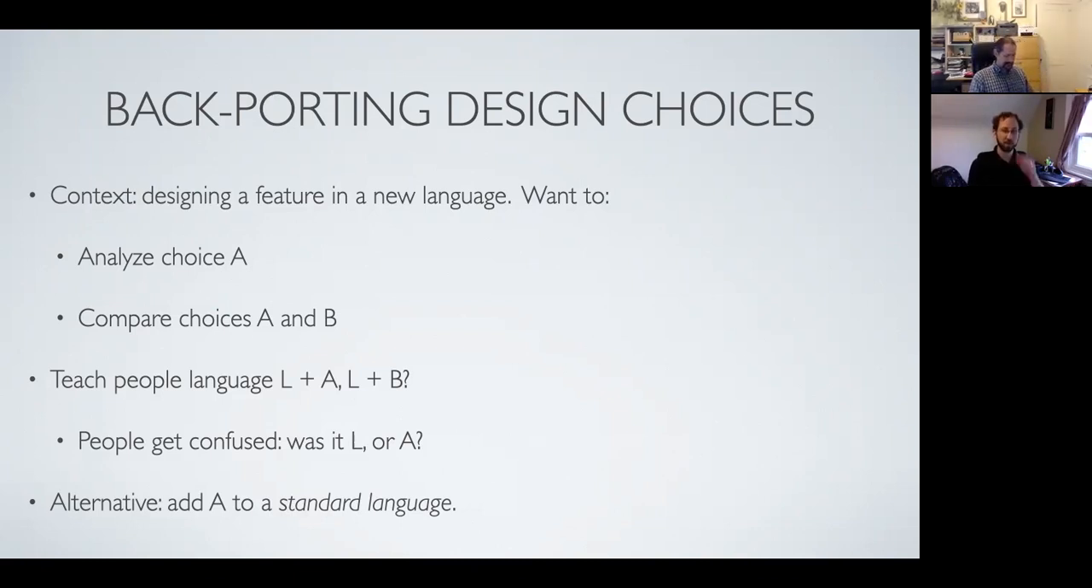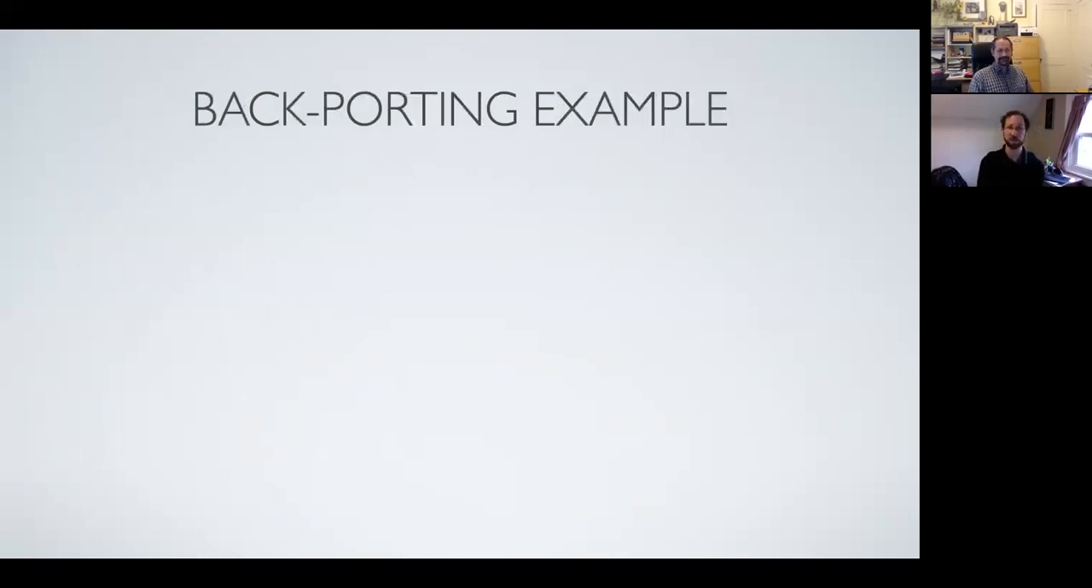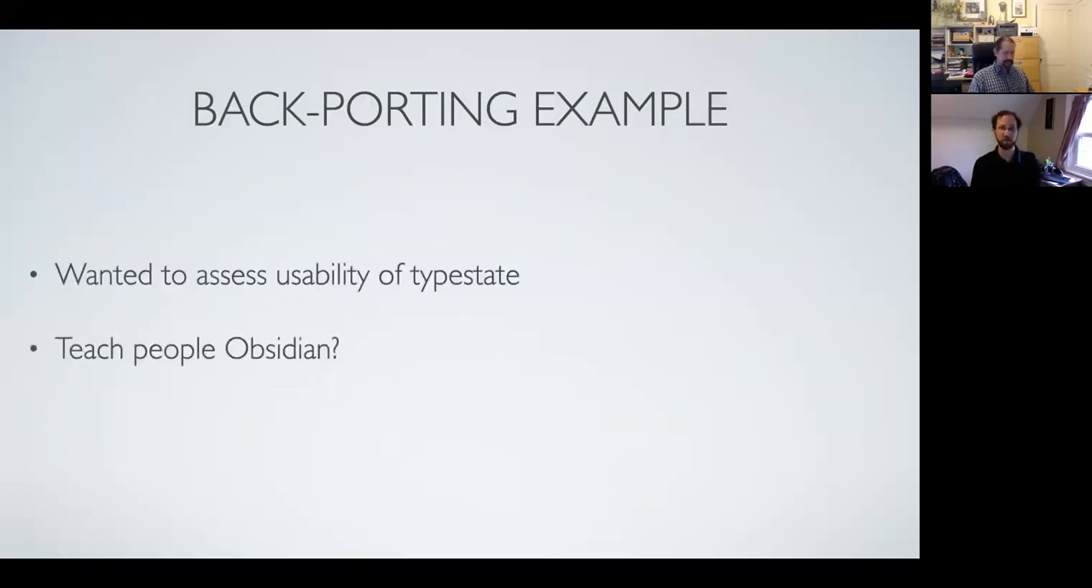So an approach that we've taken to address this is, instead of doing the study in the context of your fancy language L, take A and add it to a standard language that people are already familiar with. So for example, we were interested in assessing the usability of typestate. So we could have tried teaching people Obsidian, which is a language with typestate, but we would have had exactly that kind of conflation problem that I was describing. So what we told people was that we were adding typestate features to Java, and we recruited Java programmers.